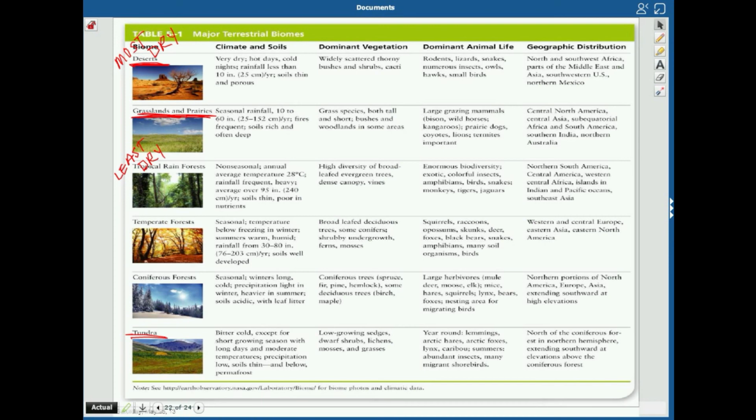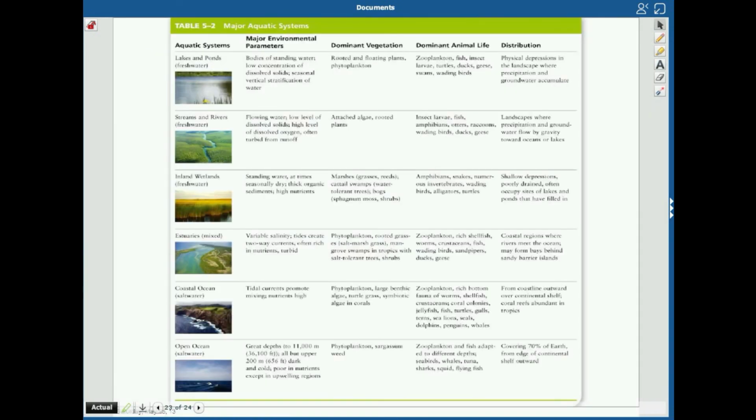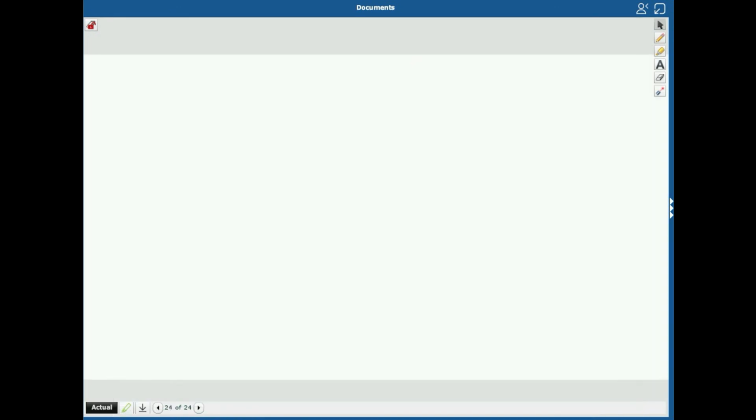Some places it doesn't even stop. It's frozen all year round under the soil. And this will tell you the dominant animal life right here, the dominant plants, you get your climate. Here's some aquatic ones. We'll talk more about aquatic biomes next week and some special considerations for an aquatic biome. There are some things that are different about them besides just that they're wet. But again, you can see the dominant vegetation, the animal life, that kind of thing.